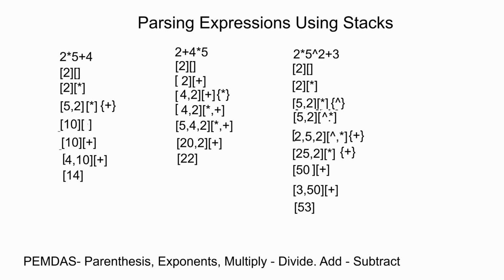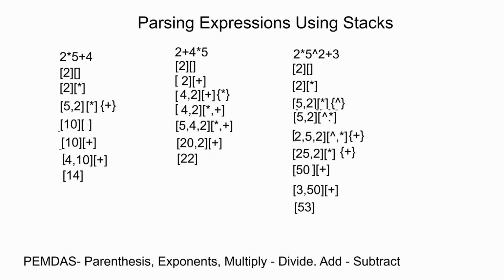So in the very first example, 2 times 5 plus 4, the 2 times 5 gets done first, so you'll get 2 times 5, which will be 10, and you add 4, and the final answer will be 14. In the second example, the multiplication is done first again. So you do the 4 times 5, which is 20, and then you add the 2, and the answer will become 22. And in the final example, the exponent is done first. So you do the 5 squared, which gives 25, and then you do the multiplication times 2, which gives you 50, and then you add the 3, so the final answer will be 53.